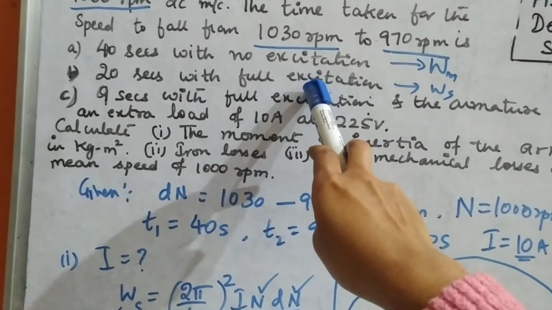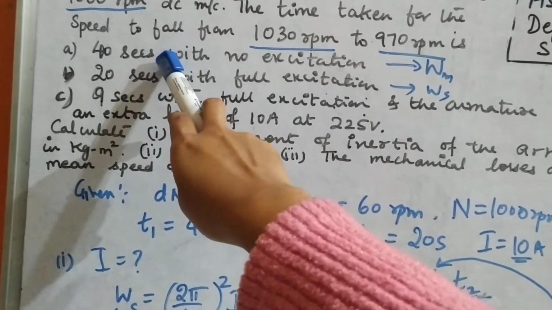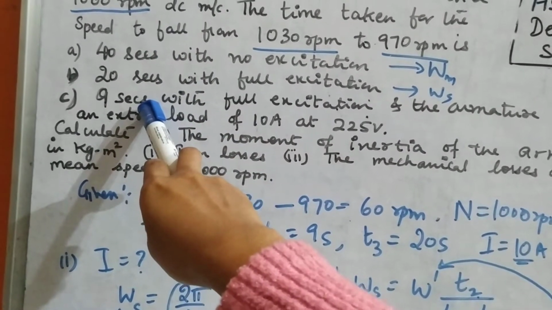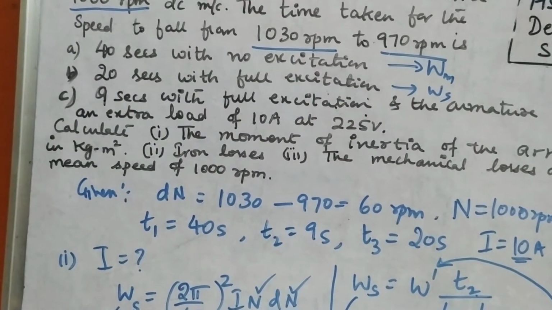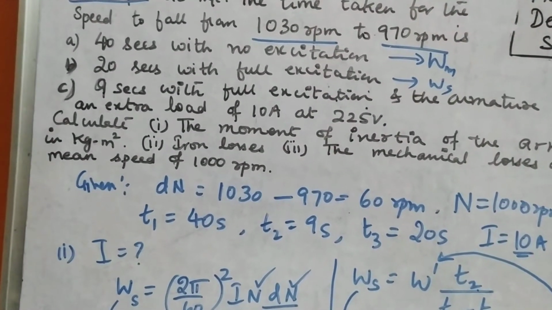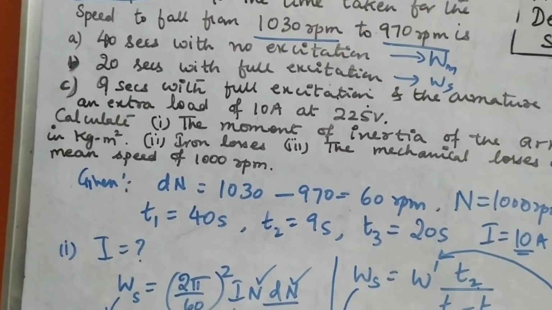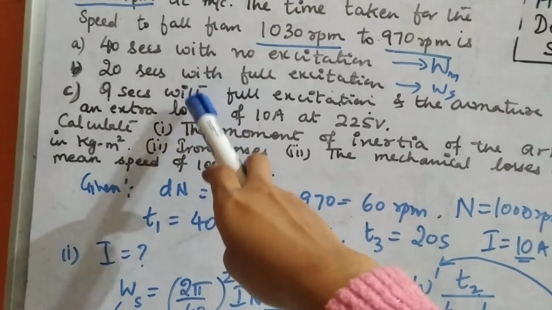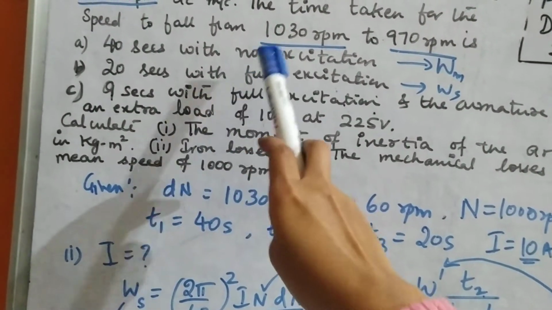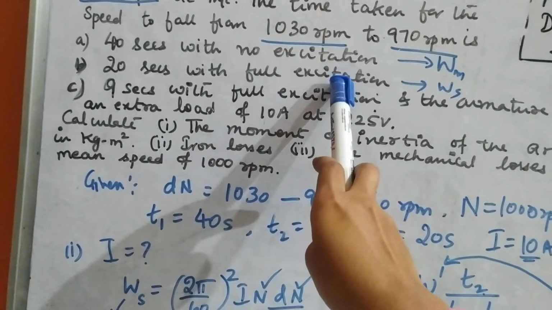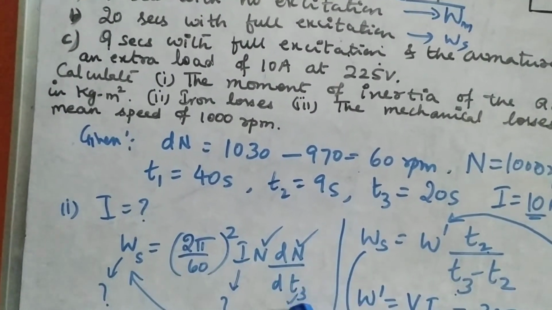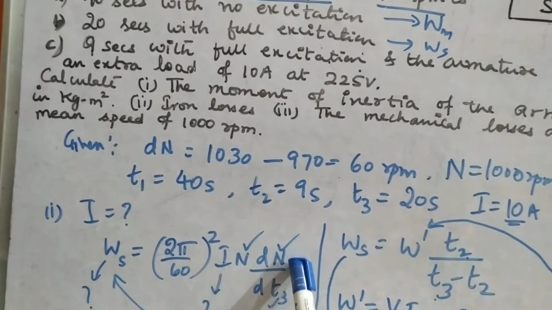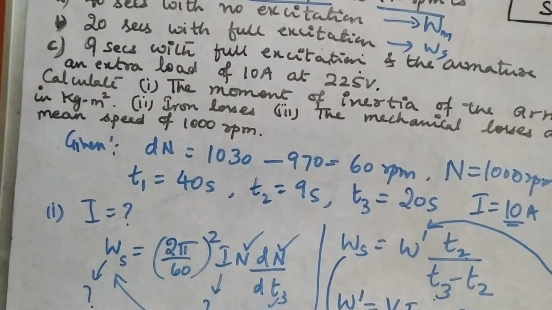With full excitation, this will be the end time, this will be the starting time, and this is the time at the intermediate position, when it is in between the supply load and the armature load, the supply side and the load side. That is 9 seconds. That is why I have taken this as T2, and this will be T3. Therefore, the moment of inertia can be determined only during the full excitation. That is why we have taken dN divided by dT3. In this case, the N value is the normal speed, that is 1000 rpm, and this dN we have just solved, and T3 is given.